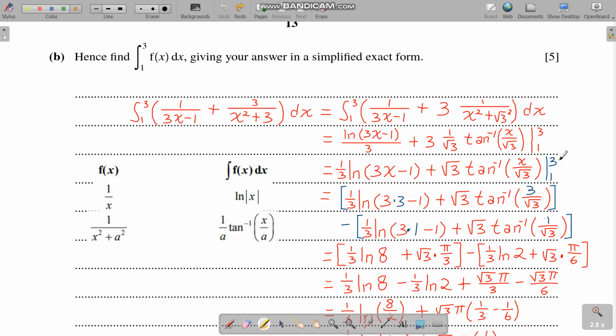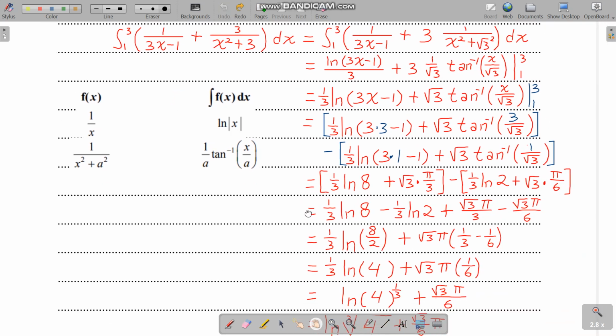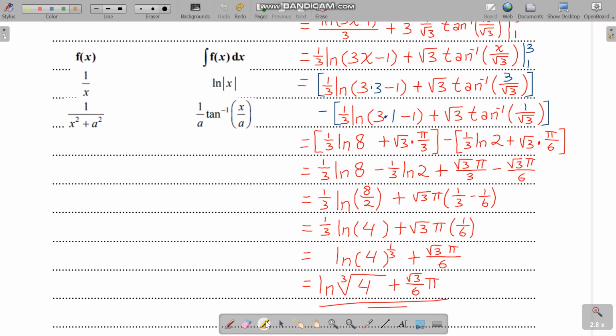So we plug in 3, plug in 1, subtract. After plugging in 3, this is x is 3, x is 3, x is 1, x is 1, and then subtract. If you use your calculator for the whole thing, you're gonna get decimals, and we want exact values, so we can't really do that. So just use the calculator for the 3 times 3 minus 1, which is 8.